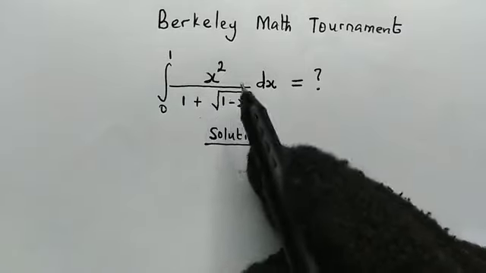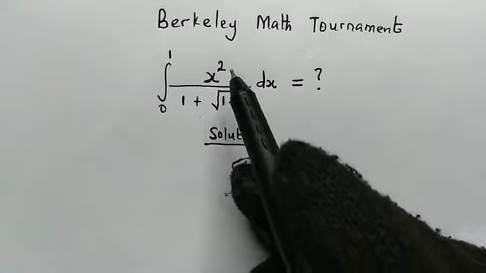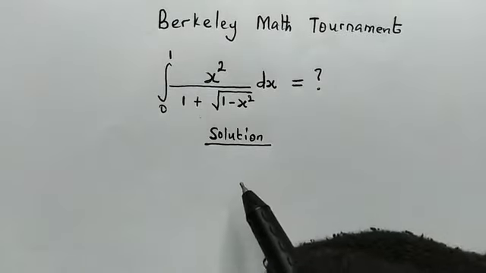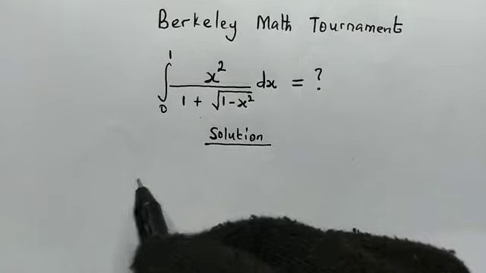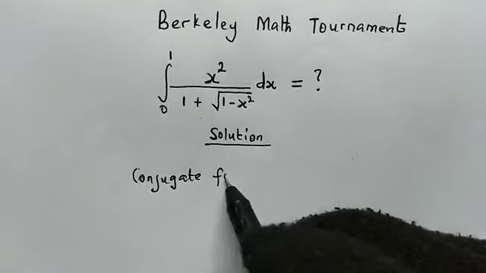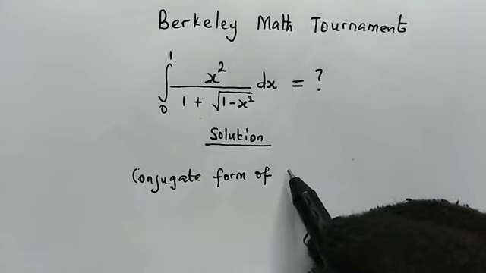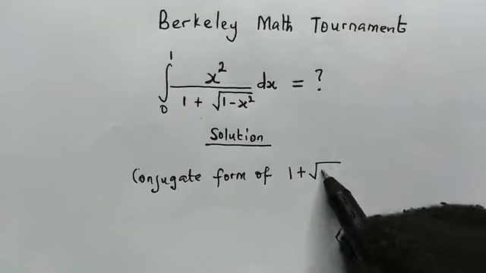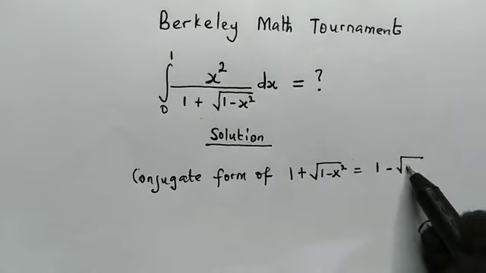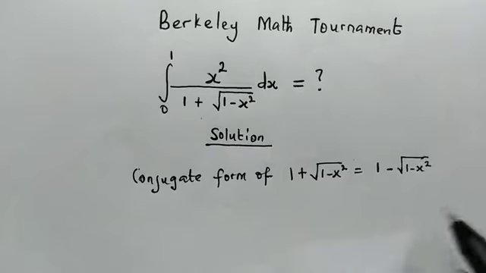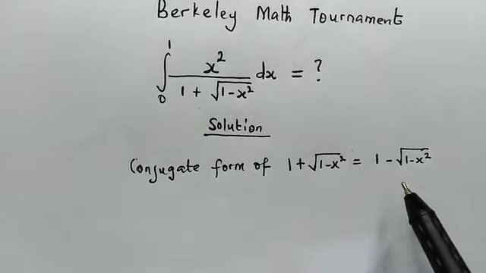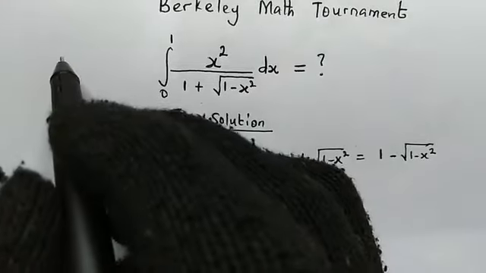From here, we're going to rationalize, and we're going to multiply the numerator and the denominator by the conjugate form of the denominator. So we need to know that the conjugate of the denominator 1 plus root of 1 minus x squared will be 1 minus root of 1 minus x squared. Now let's go ahead and multiply the numerator and the denominator by the conjugate. So let's call this integral I.